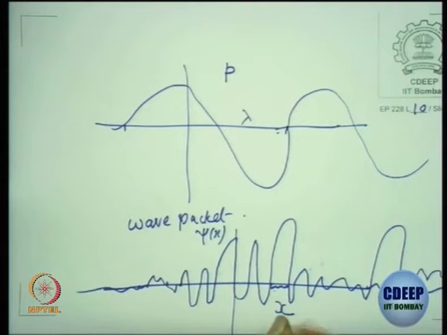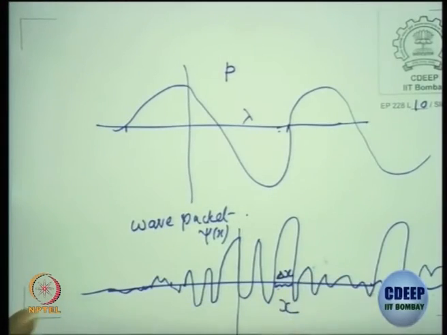You can make it even shorter by taking all possible wavelengths, wave numbers from minus infinity to plus infinity. Okay, so you can take that. If you do that, then this region, which I can call delta x, could get more and more short, and you can actually say that this particle is localized here, but its momentum is not. Its position is well defined, but momentum is not defined.